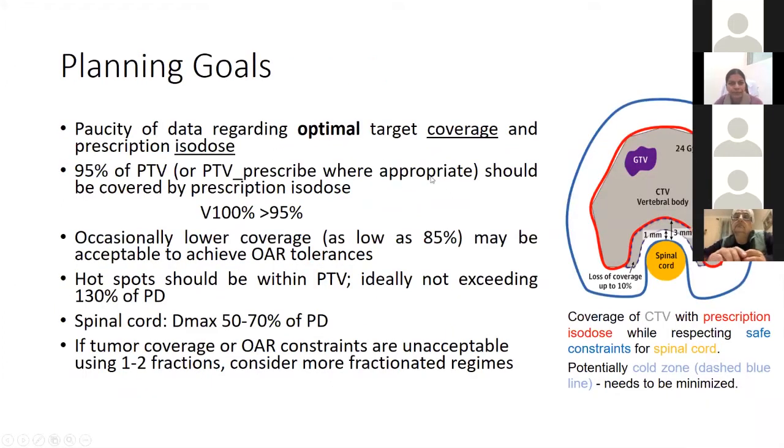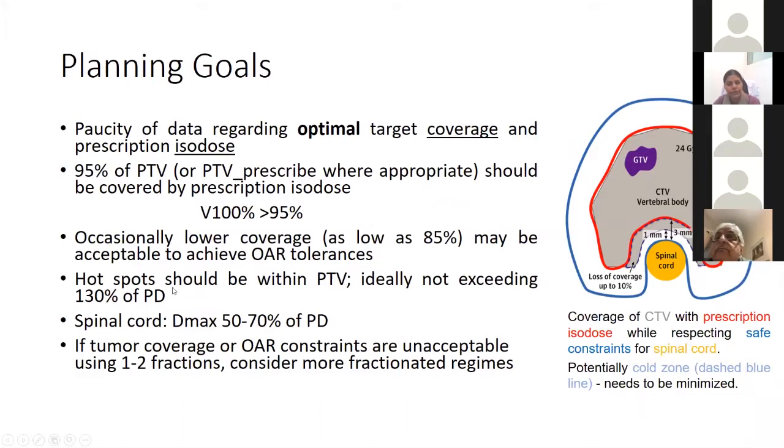So there is less data regarding what the optimal target coverage should be and what prescription isodose should be used. Usually it is preferred that 95% of PTV should receive the full dose. But occasionally when there is a lesser gap between the critical structure and the PTV, we may have to accept lower coverage as well, even as low as 85%.